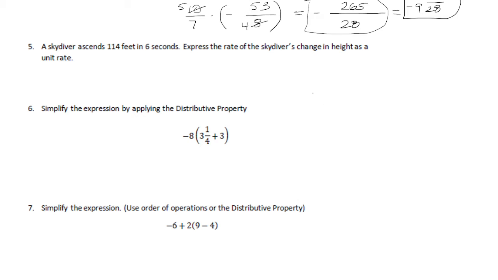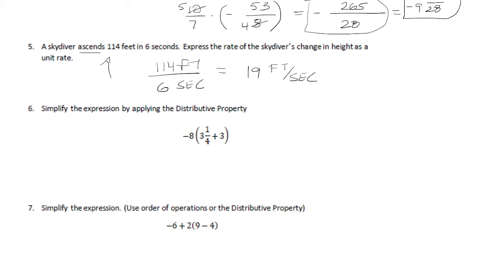Okay, for 5, we have a skydiver who ascends 114 feet in 6 seconds. Express the rate of the skydiver's change in height as a unit rate. Ascends means he's going up. So that's 114 feet per 6 seconds. Dividing this, 114 divided by 6 is going to give me 19. And so this will be 19 feet per second.